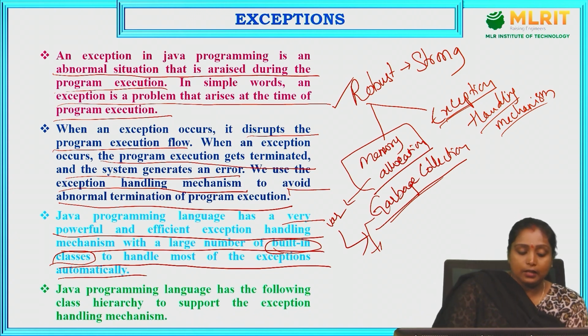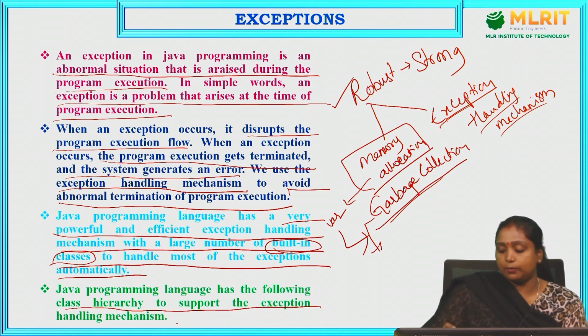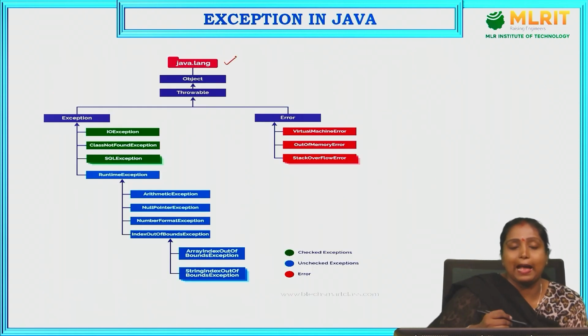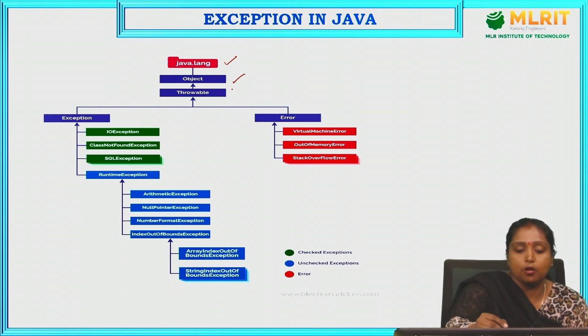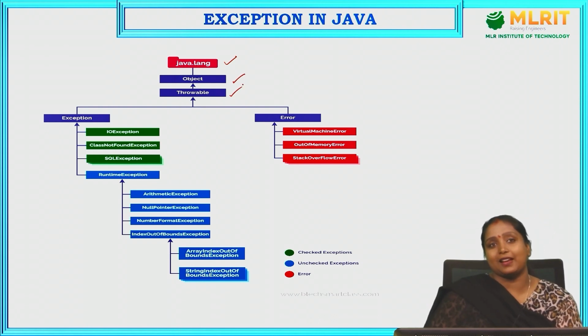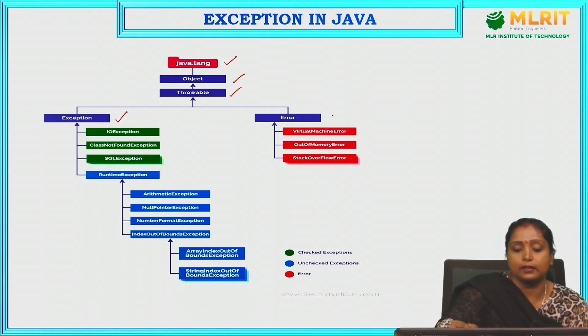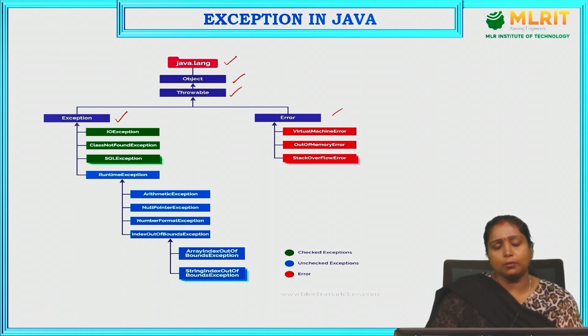So here you have the class hierarchy to support the exception mechanism. Java.lang is a package. The sub classes are Object and Throwable. Throwable is again divided into two: one is Exception and another is Error. Under Exceptions, you have n number of exceptions.